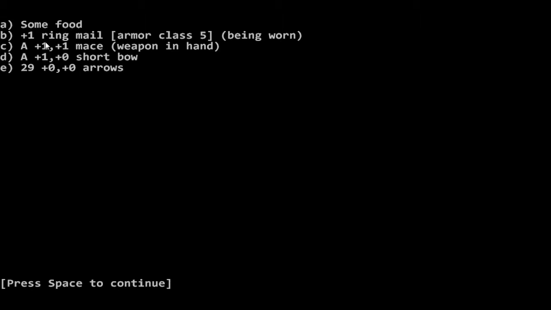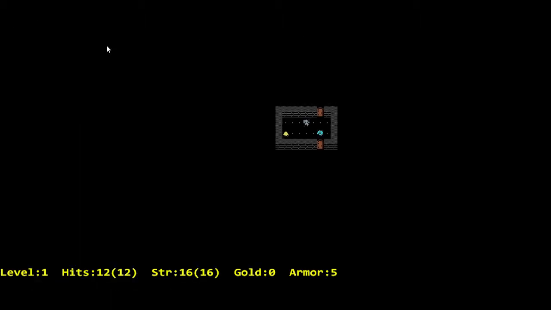And we have a ring mail, armor class 5. We have a mace, +1/+1. So I think one is damage, one is to hit chance, basically. We have a short bow and we have arrows. And the weapon in hand is the mace.